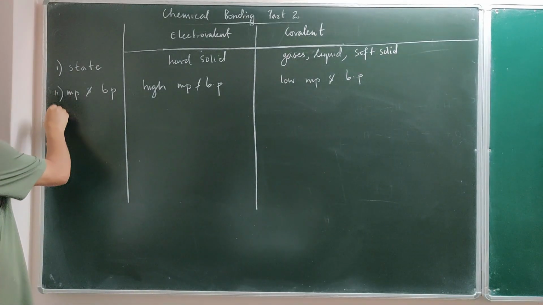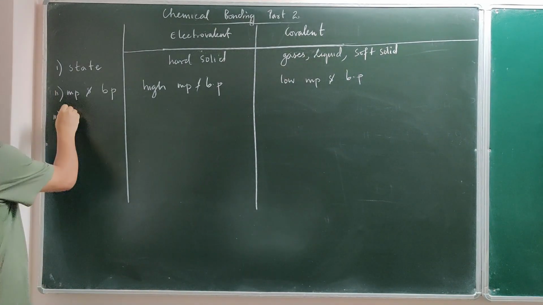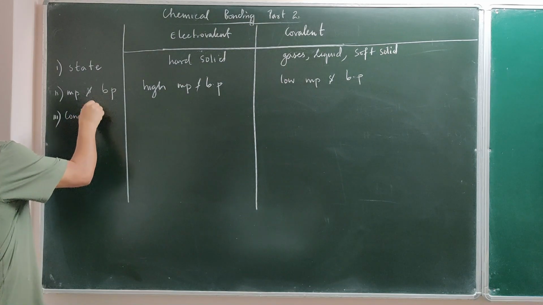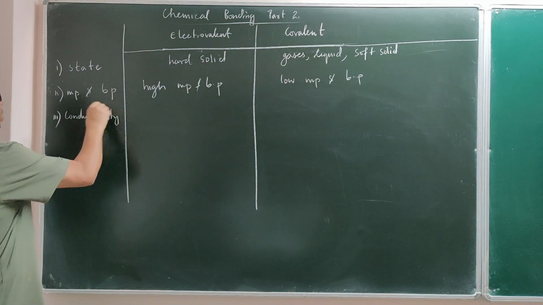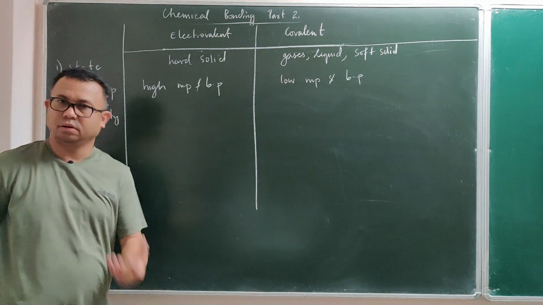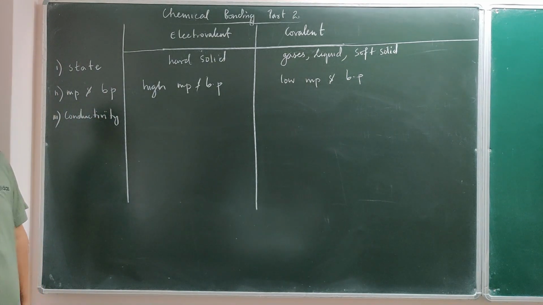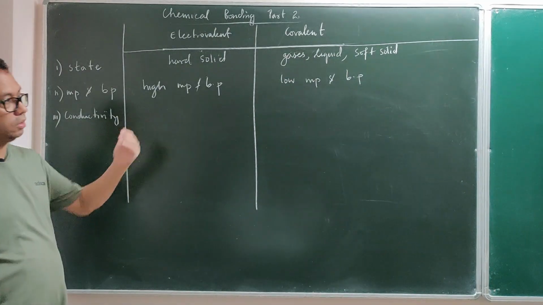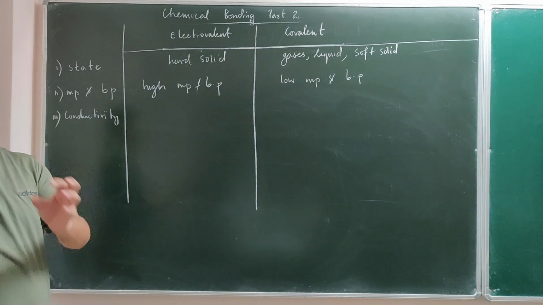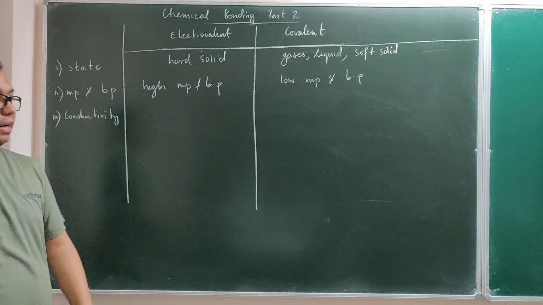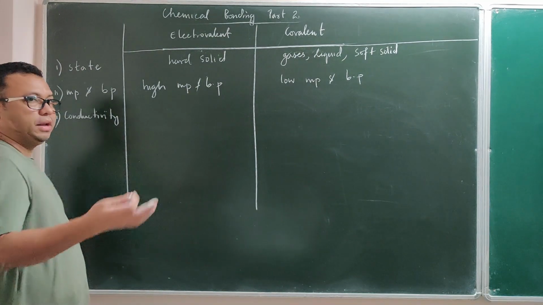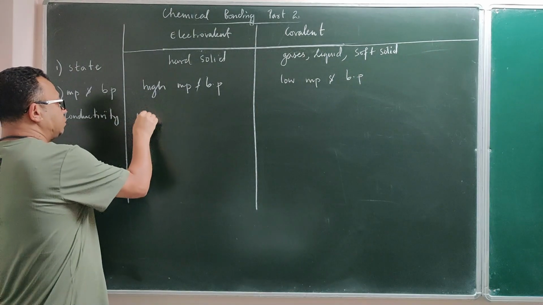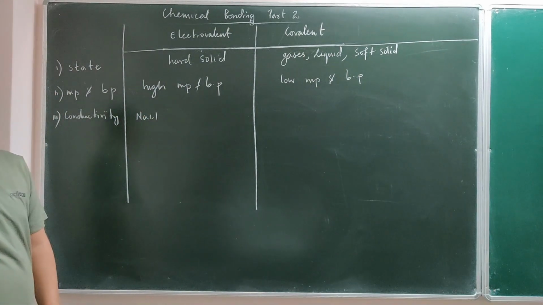Then the third property is conductivity, conductivity of electricity or conductivity of heat. Before I go to the difference in conductivity, I should tell you a little bit about two terms. Let me take one example of an electrovalent compound. I think the easiest one that we have learned is sodium chloride.